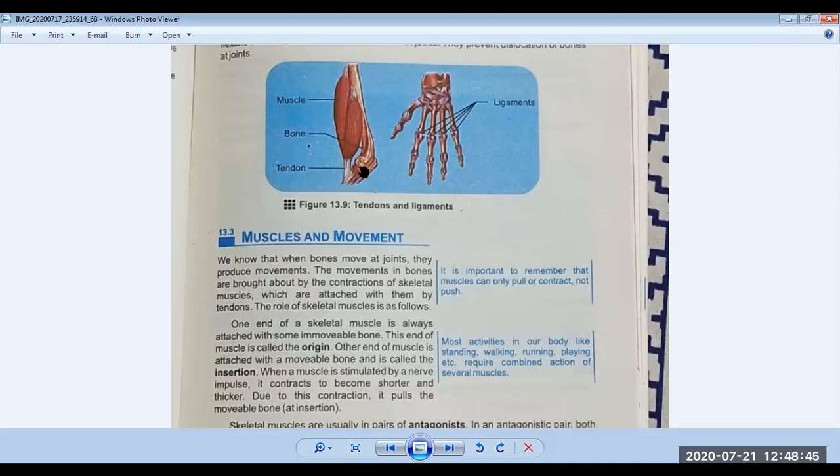When it pulls its hand, contraction is produced here, and this muscle becomes shorter and thicker. You can see it in the diagram. So at which point does it pull the hand? The point of insertion. We have also discussed that the point of insertion is where the muscle is connected with a movable bone. So it produces contraction, becomes thicker, and then pulls the hand. This is the combination of tendons and ligaments. I hope you understand this.